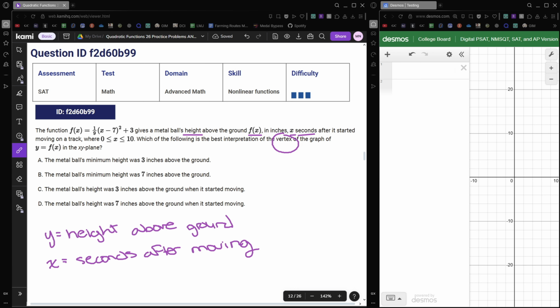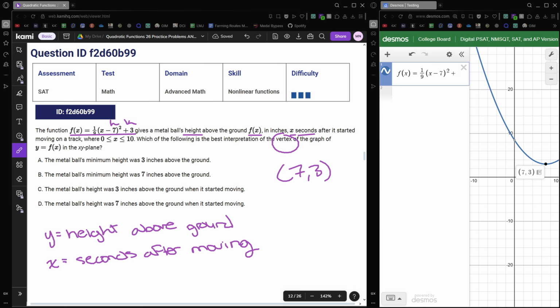So first up, we have to find out, well, what's the point of the vertex? There's two ways you can do this. The first way is that you could recognize that they give us the function f of x in vertex form. Our vertex would be (h, k), or (7, 3). Now if you don't want to memorize the vertex form, you could always just put it in Desmos. So I went ahead and put our function into Desmos, and you notice that the vertex is at (7, 3).